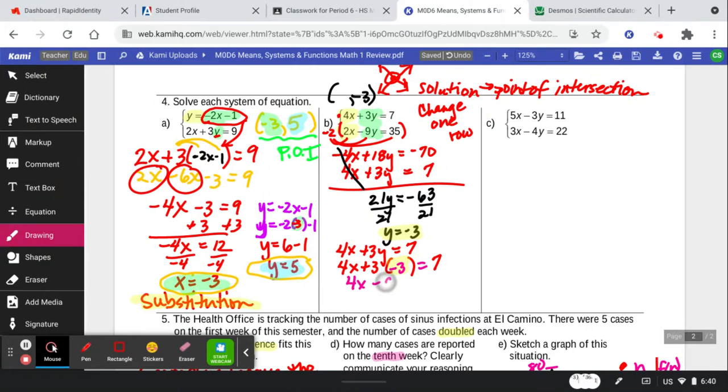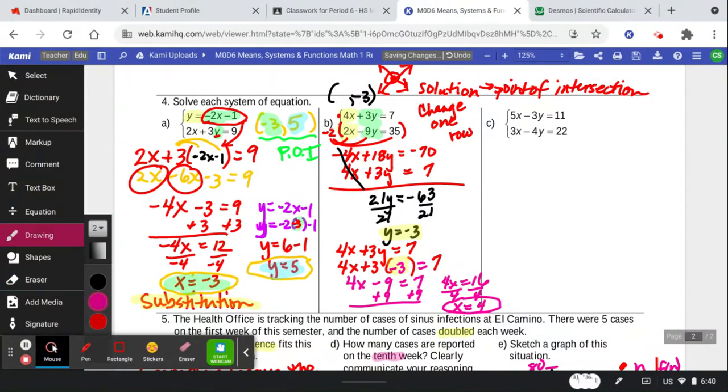3 times negative 3 is negative 9. So add 9 to both sides. We get 4x equals 16. We get x equals 4. Now I've got my two-part answer, 4 comma negative 3. How'd you do? Pause the video at this point, see if you can go figure out what would we need to multiply by in order to make opposites on the next one using elimination.